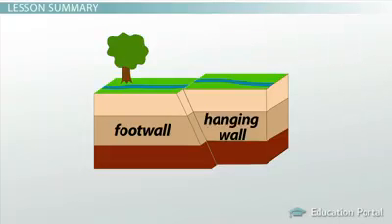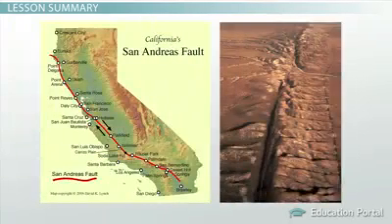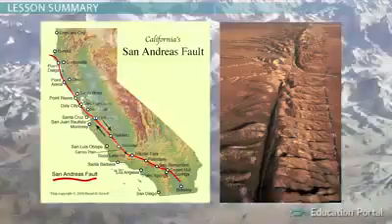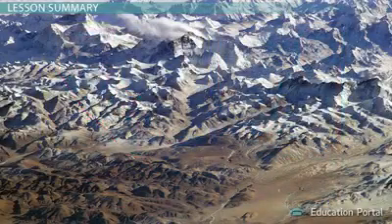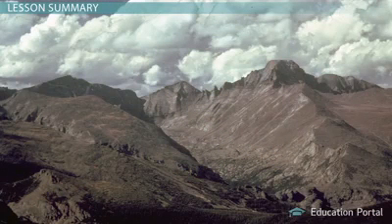The movement along faults is what causes earthquakes. Some faults are more active than others, like the strike-slip San Andreas Fault that runs the length of California. Others are known for their mountainous masterpieces, like the reverse fault activity that created the Rocky Mountains in North America.